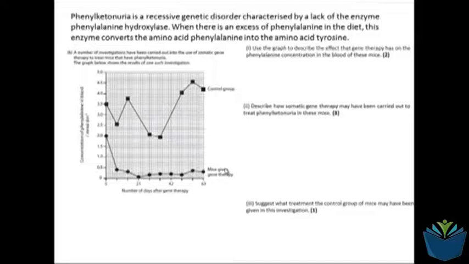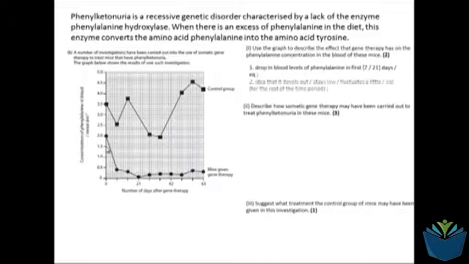It's simply a describe question, so you have to describe what's on the line, and it's only looking at the mice with gene therapy. In this instance, you describe that there's a steep drop in the first 7 days, and then it remains reasonably constant from there on in. So there's a drop in the first 7 days, and then it stays the same. It reasonably levels out in the rest of that time period.